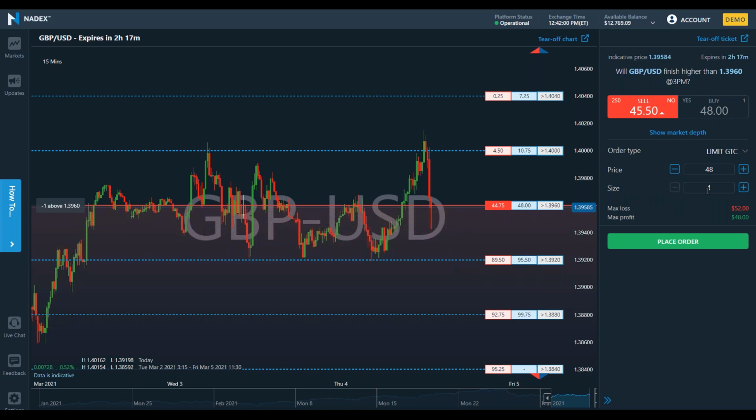Now, if I sell it at 48, the most I can make would be $48 because it goes to 0 eventually. It doesn't look like I got it. Let's go lower. But if I were wrong, if I were to sell it at 48 and it were to finish higher than 139.60, it would go to 100 and I would lose $52.